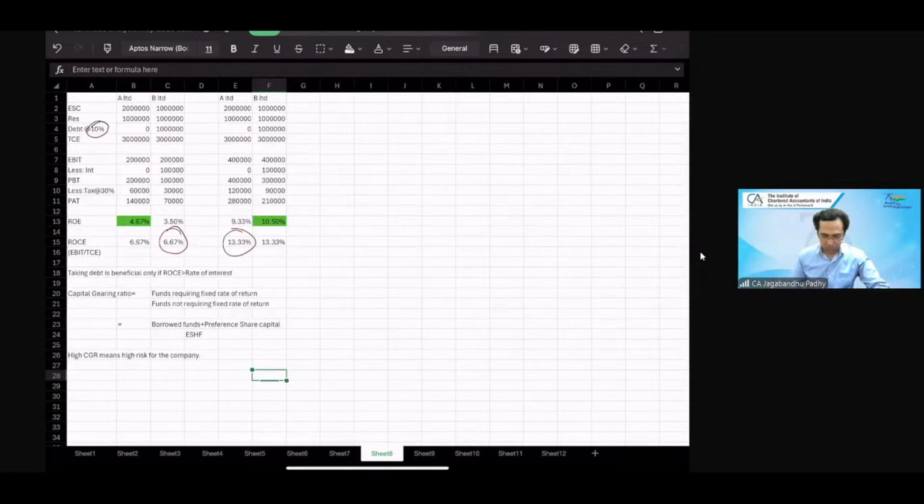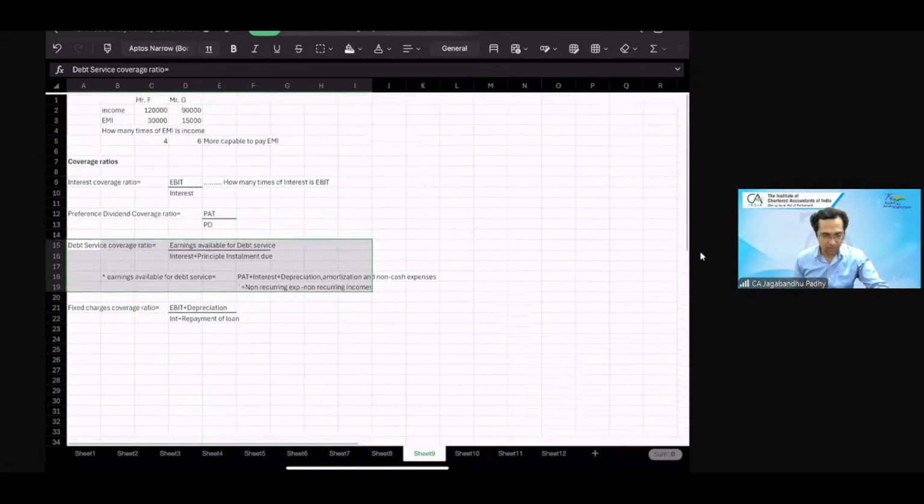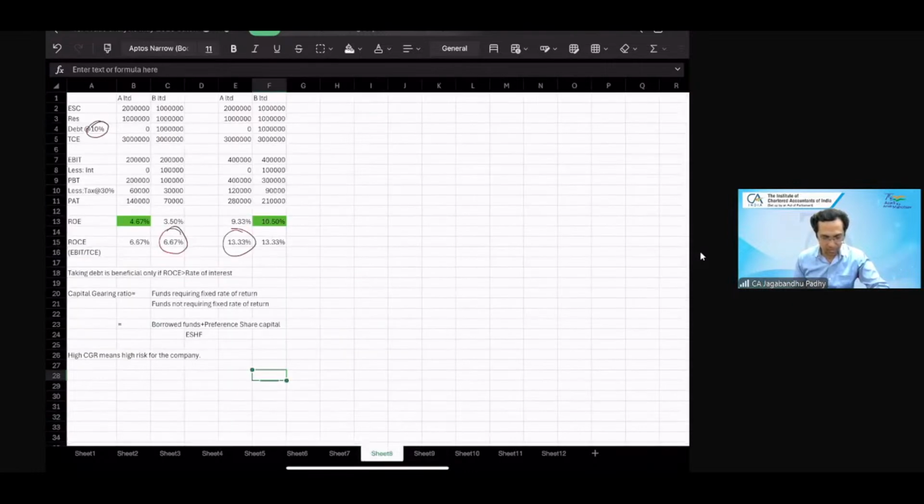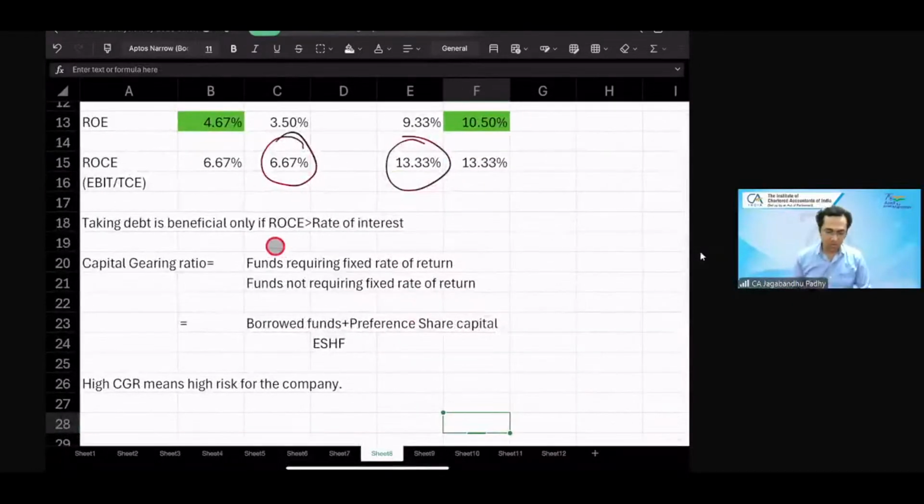Then we went ahead with something called coverage ratio, and also we learned about the capital gearing ratio. So capital gearing ratio is basically funds which require fixed rate of return upon funds which do not require fixed rate of return. So which are the funds that require fixed rate of return? That is your borrowed funds and the preference share capital, divided by the funds which do not require fixed rate of return, which is equity shareholders funds. So higher capital gearing ratio is going to indicate higher risk for the company.